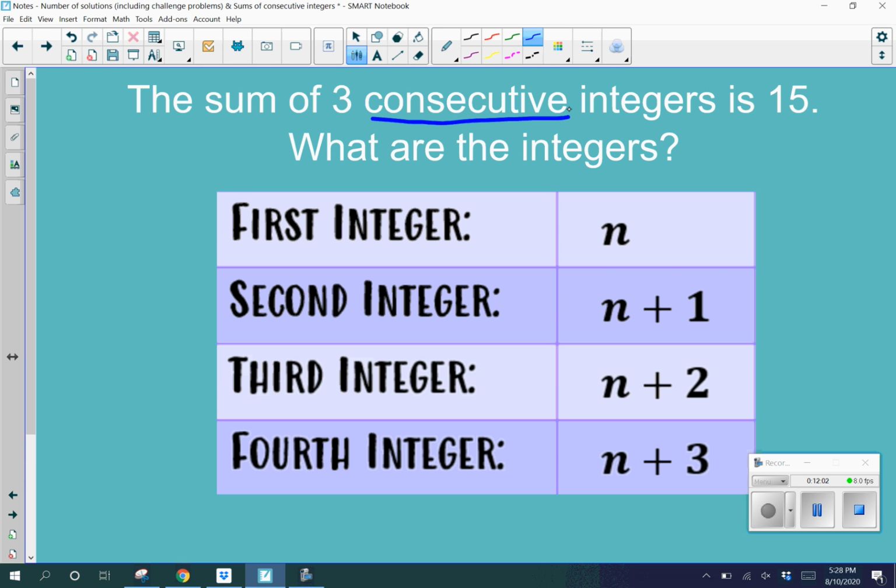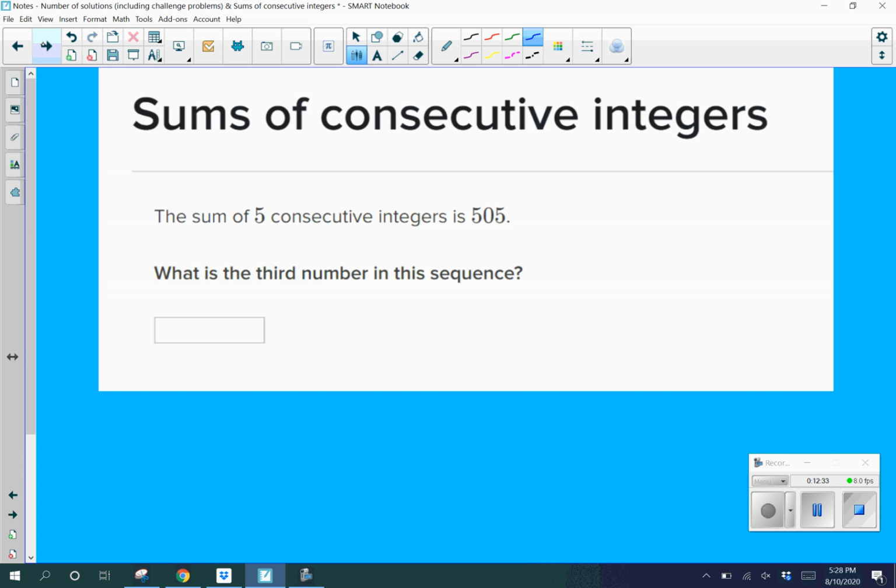Now let's just think of this hypothetically. Let's say n was equal to 5. Well, think about your number sequence: 5, 6, 7, 8. So this would be n. Your next integer would be n plus 1, which is 5 plus 1, or 6. Your third integer would be n plus 2, which is 5 plus 2, or 7. And your fourth integer would be n plus 3, which is 5 plus 3, or 8. So now that kind of makes sense with why these are labeled n, n plus 1, n plus 2, and so on.